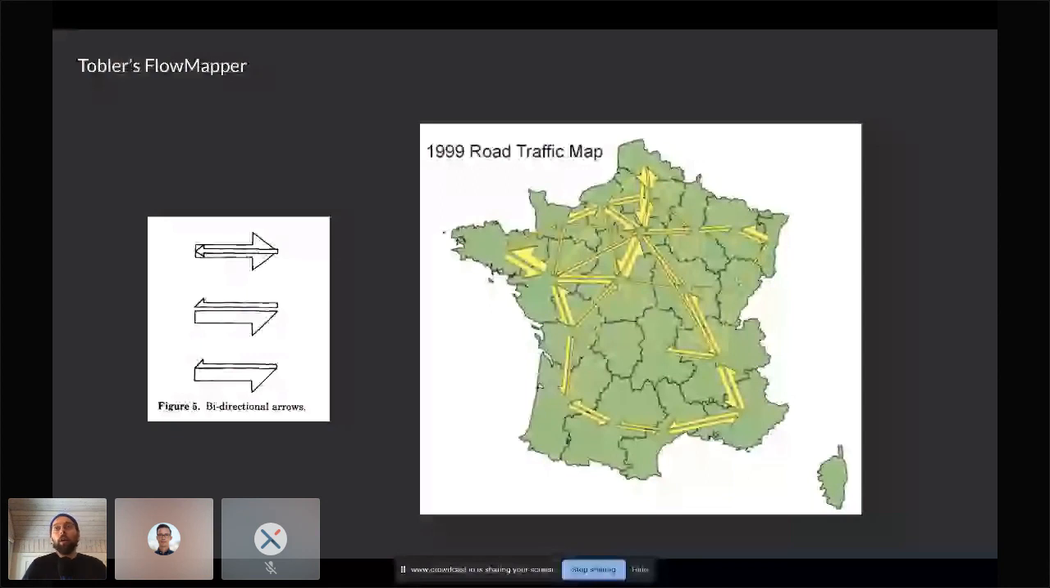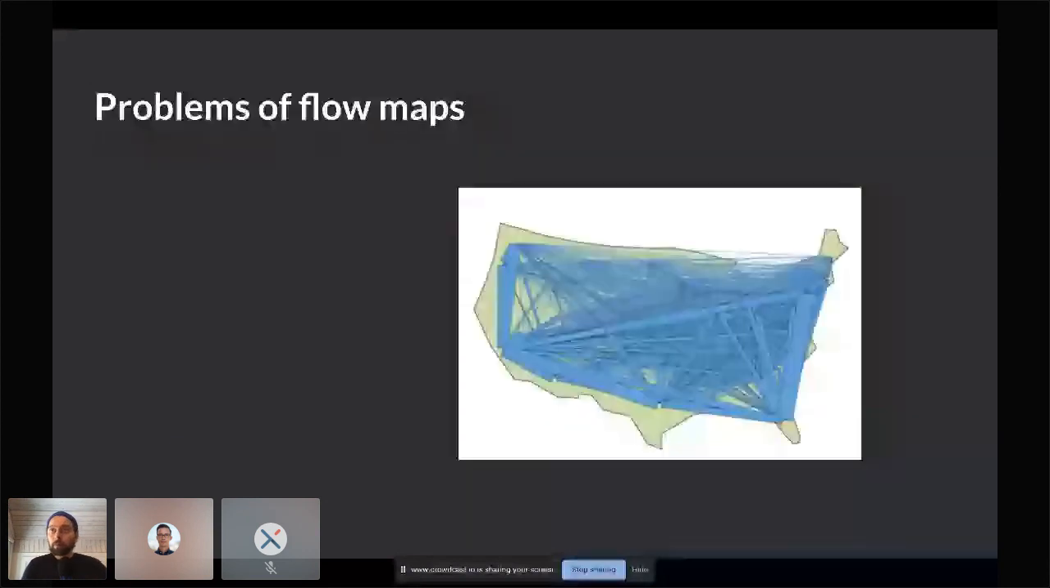He also discusses the issues of flow maps. The most pressing one is the visual clutter. If we draw many lines which are overlapping, it becomes difficult to read the flow maps.